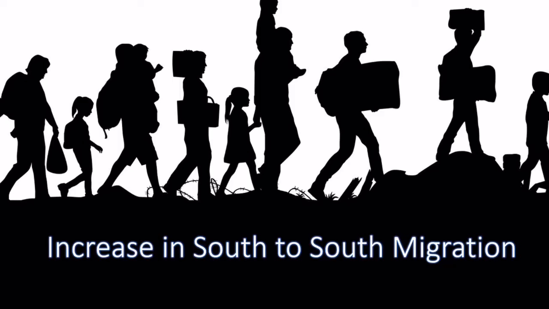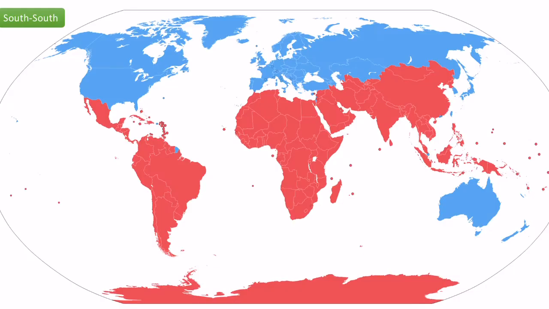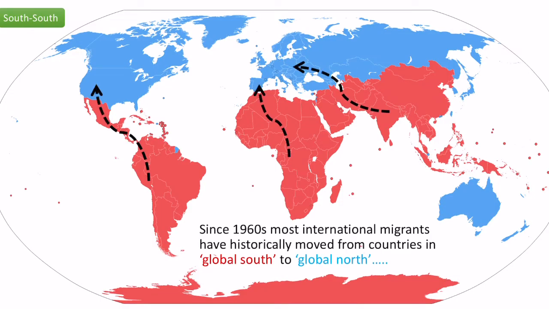So the first bit I'm going to talk about is how we've seen an increase in south to south migration. Historically, since the post-war era from the 60s onwards, we would have seen a very familiar pattern of international migration. So people would have moved from countries in the global south, that's in this area that is coloured in red, to the global north. So Europe, North America, but also places like Australia and New Zealand. However, this has started to change.